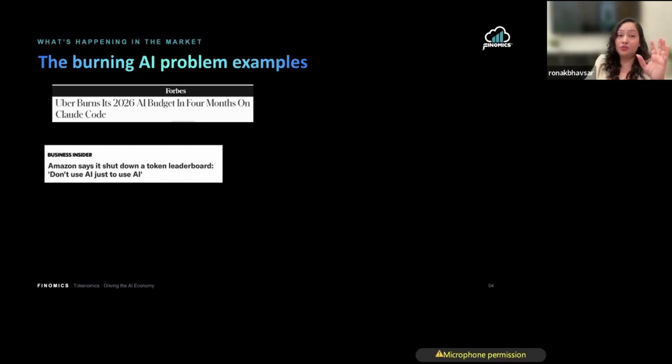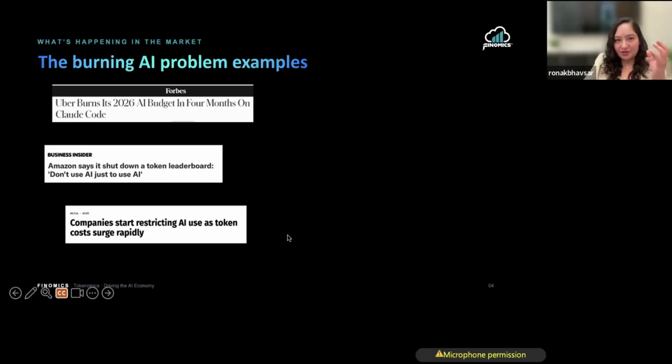Amazon is going to shut down the token leaderboard, right? There was a phase when organizations were encouraging, hey, use AI, right? How many tokens are you using? There's a leaderboard, and it's like, oh no, let's not do it. Let's not use AI just to use AI, right? So basically pause and understand.